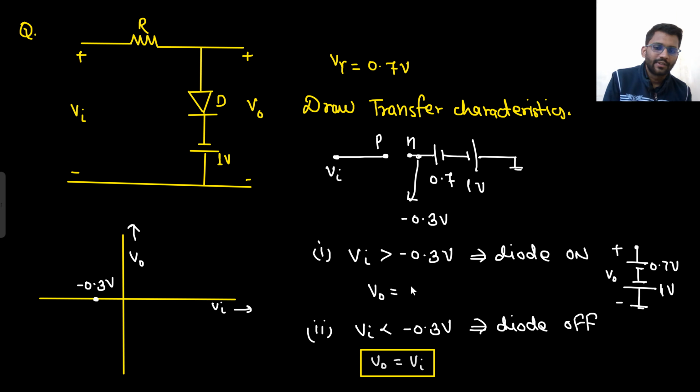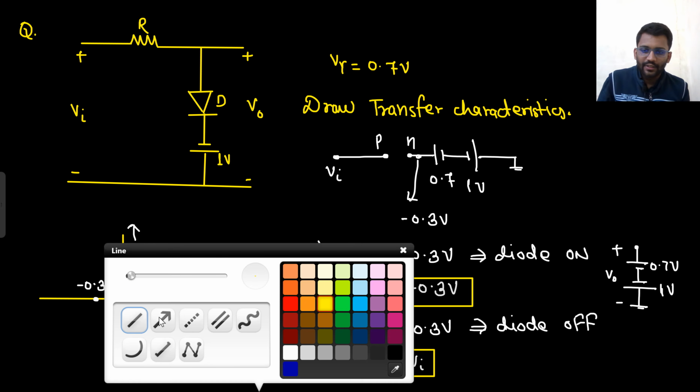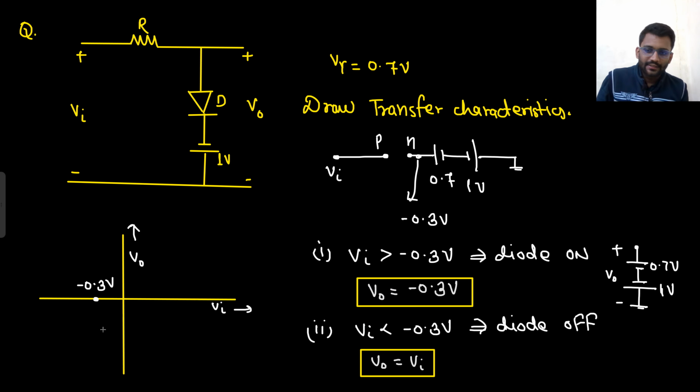So minus 1 plus 0.7, that will be minus 0.3 volt, right? And I did a blunder there, right? Diode will be on, it will be replaced with the 0.7 volt battery. So minus 1 plus 0.7, what will be that value? Minus 0.3, right? So when I was drawing the voltage transfer characteristics, I got to know that there is some mistake. So that should be minus 0.3 volt.